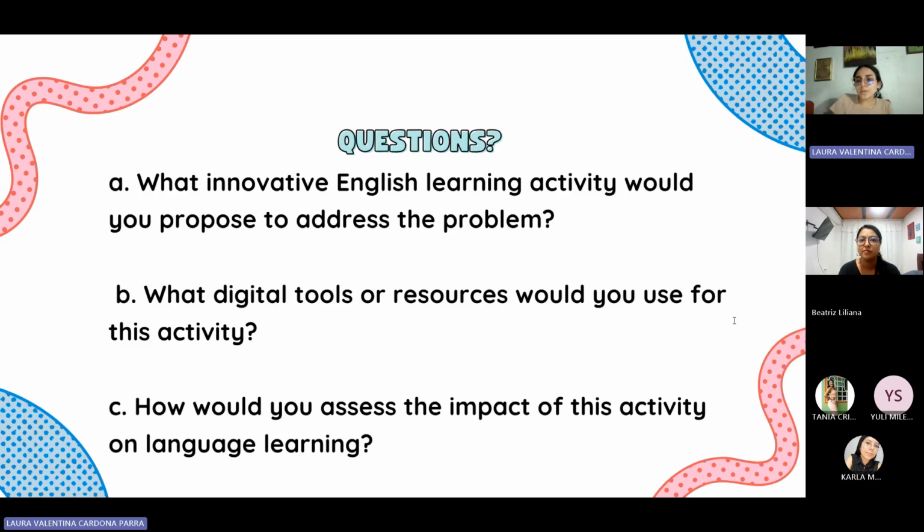What innovative English learning activity would I propose to address the problem? I will propose a controversial topic. In this case, for example, climate change. I talk about climate change, and next I propose a question. For example, I say, what do you think about people who say this topic is not true?